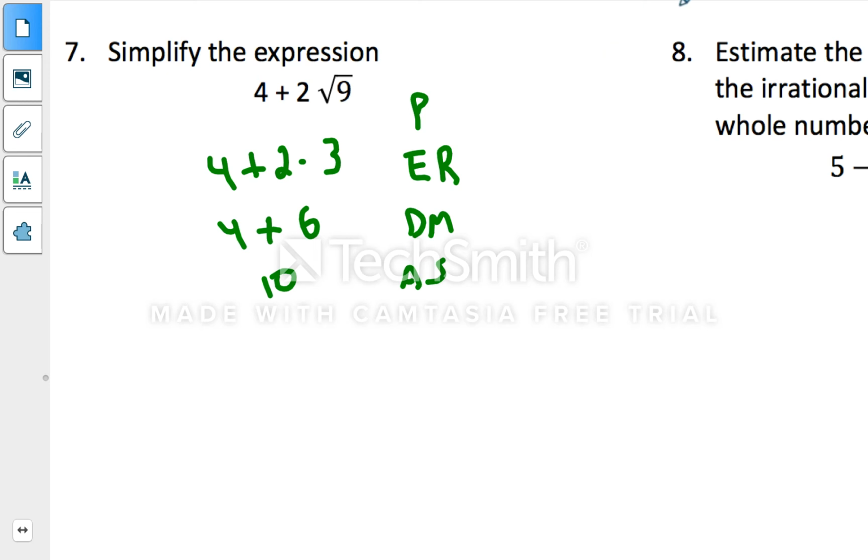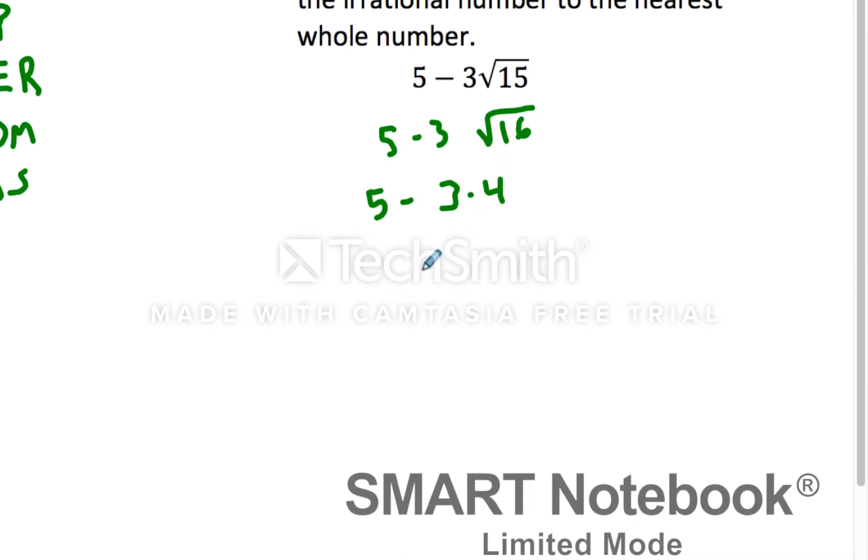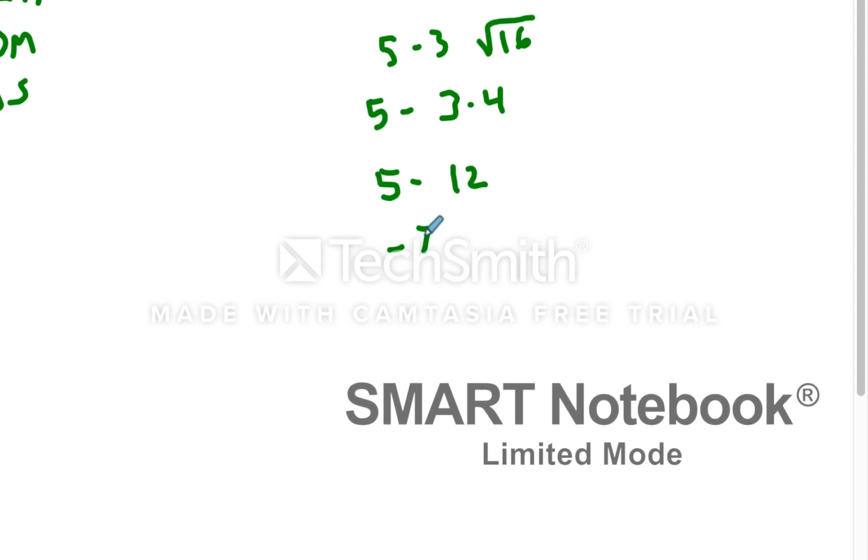And I think the key word is estimate by rounding the irrational number to the nearest whole number. So this number right here is irrational. So I'm going to do this. I'm just going to call this square root of 16 right away now. I'm going to show you another way in a sec. But 5 minus 3 root 16, it'll be the same thing as before. So you do the square roots first, and then multiplication would come second. So it would be 3 times 4 is 12, and then 5 minus 12 will get you -7.